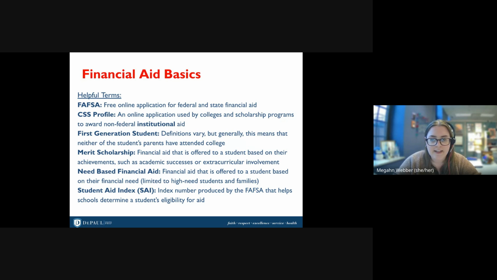And then finally, for this slide, I wanted to talk about the Student Aid Index, or the SAI, because this ties the FAFSA, the need-based aid, and all those pieces together.